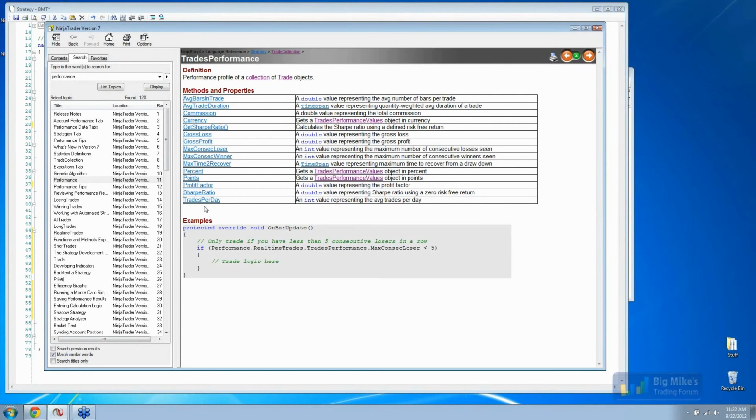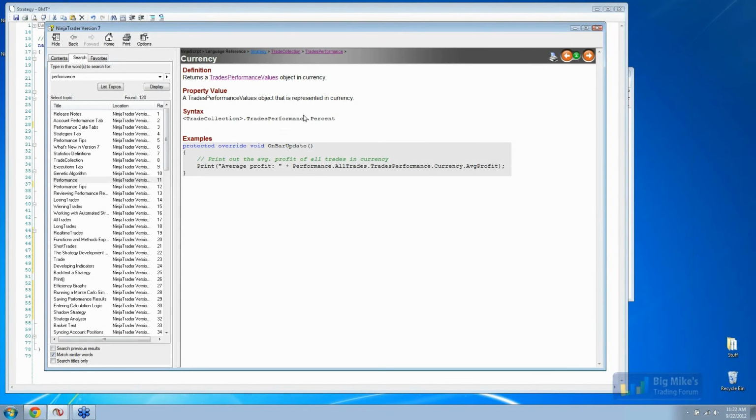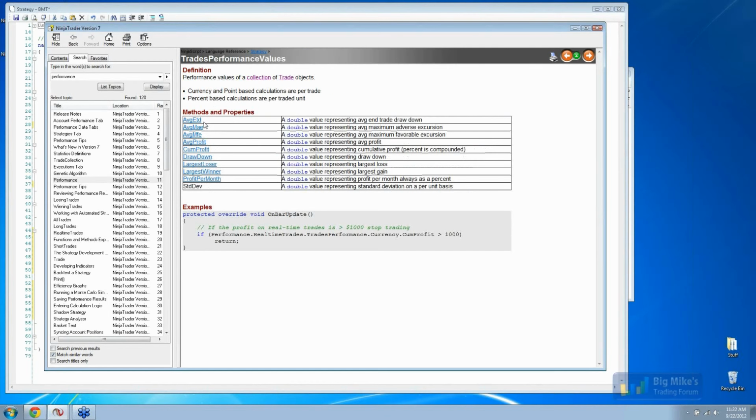So if you want to click on currency, you want some values in currency mode, you can go ahead and get trades performance values over here, which returns you things like your average MFE, your average MAE, or your average profit for that whole collection. So right now I'm talking about you're able to get statistics on the whole collection of trades. So if you want your average profit for all your long trades, you're able to get that. If you want your average profit for all your short trades, you're able to get that.